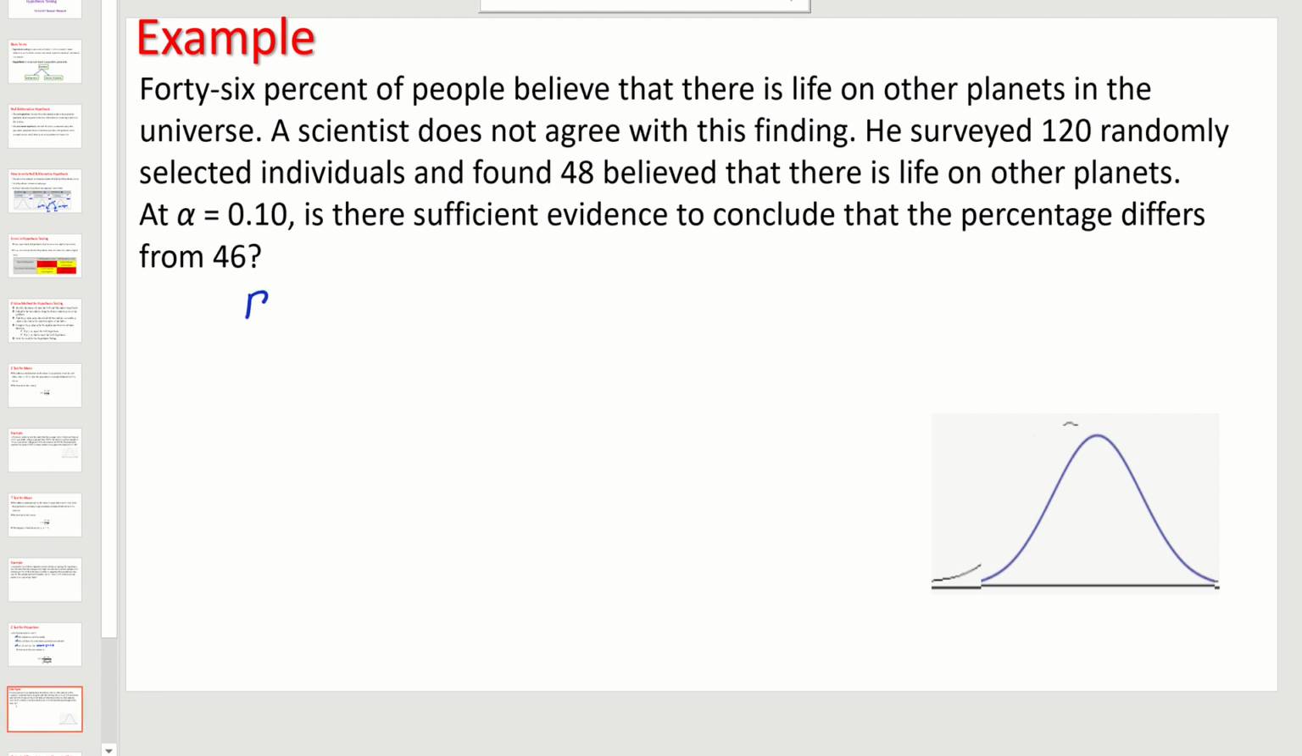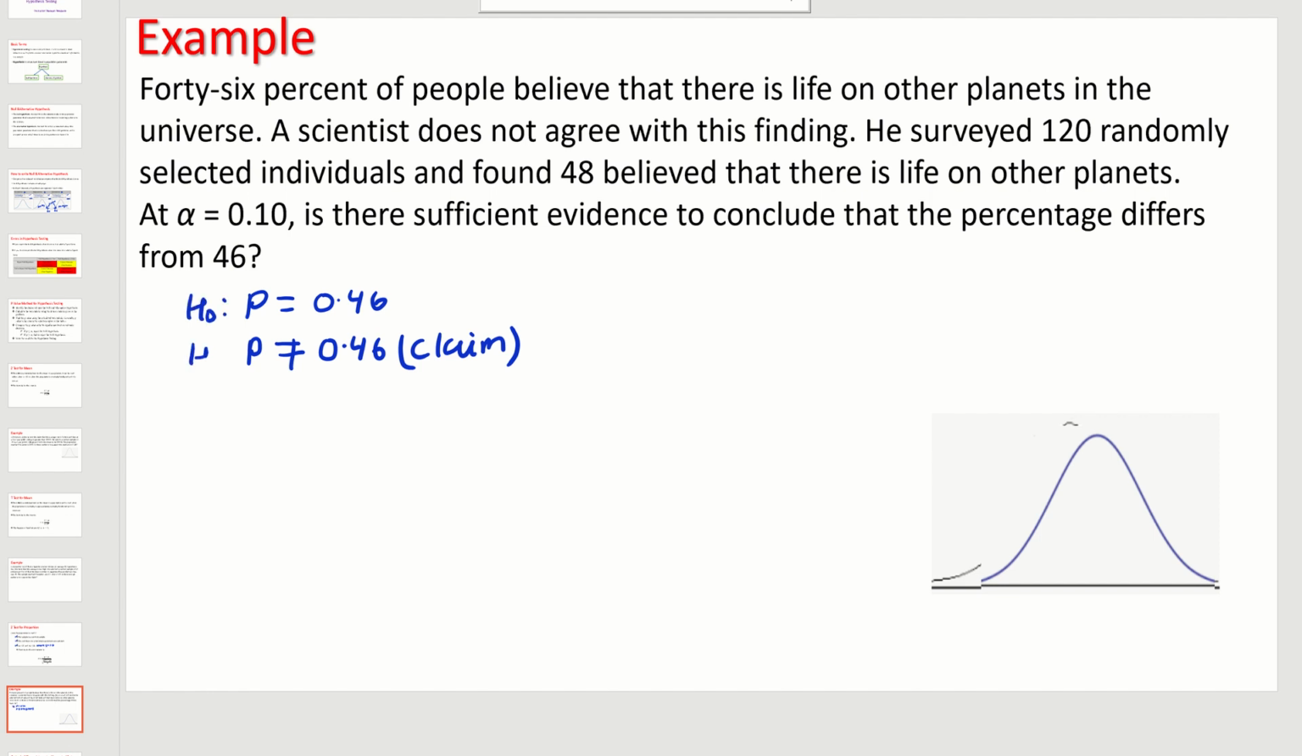So here what we have is 46% of people believe that there is life on other planets. So p is equal to 0.46. That's what the people believe. But a scientist does not believe this. Scientists said that the proportion is not equal to 0.46, or that is the claim. That is the scientist's claim. Now, the first equation here, p equal to 0.46, contains an equal to sign. So that is your null hypothesis. And this one, without the equal to sign, that is the alternative hypothesis. And that is a not equal to sign, meaning we are using a two-tailed test.